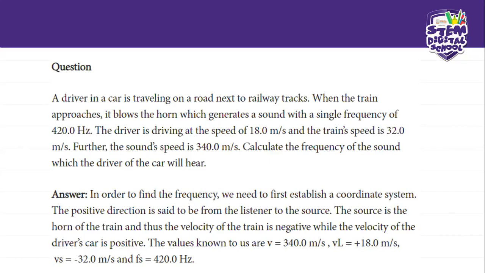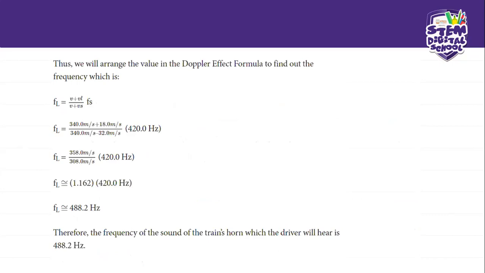So the values known to us are V, VL, Vs, and the frequency of the source. So this is how we're going to find our answer, which makes sense, right? So you plug all of them into this equation and you'll find your answer.